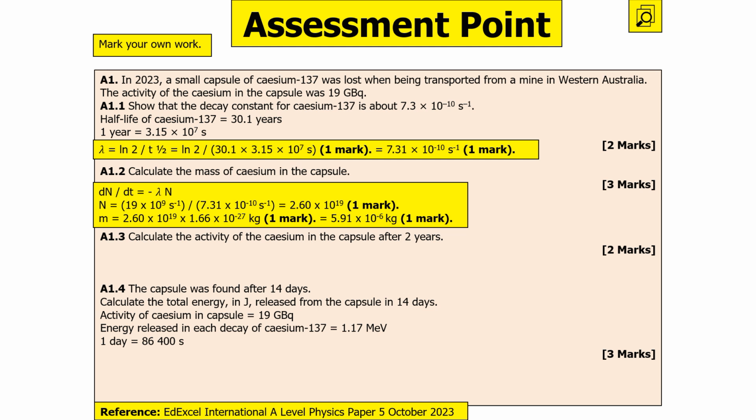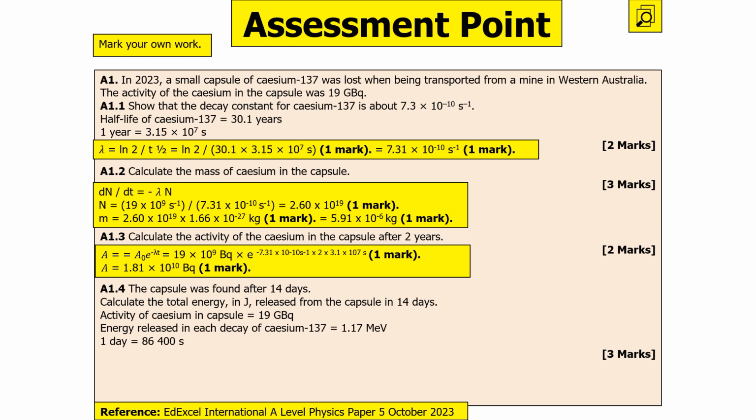The activity after 2 years, well, we use the decay equation, A equals A0 e to the minus lambda t. We know the initial activity is 19 gigabecquerels, or 19 times 10 to the 9. We know what the decay constant is, and we know the time. Remember, it has to be in seconds though, not years. So we work it through to be 1.81 times 10 to the 10 becquerels.